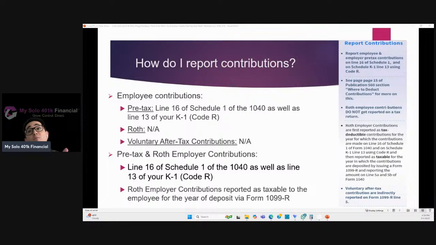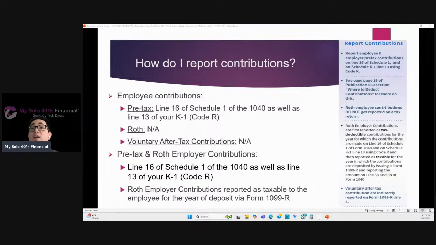So even though it's going to reduce the income as an employer contribution on the employer's return for the year for which the contribution is made, it needs to be taxable to the employee for the year for which it is deposited. Now it becomes taxable to the employee by a 1099-R being issued to that employee from the plan. And again, we handle that 1099-R as an optional free service for our customers. In other words, no additional charge for those that request it in a timely fashion.